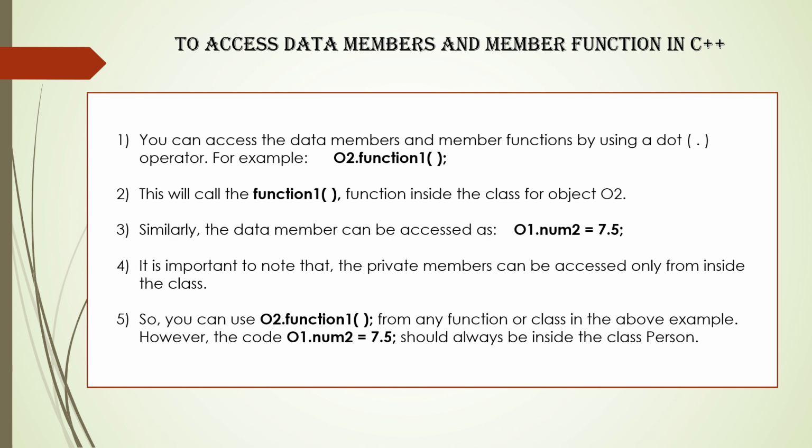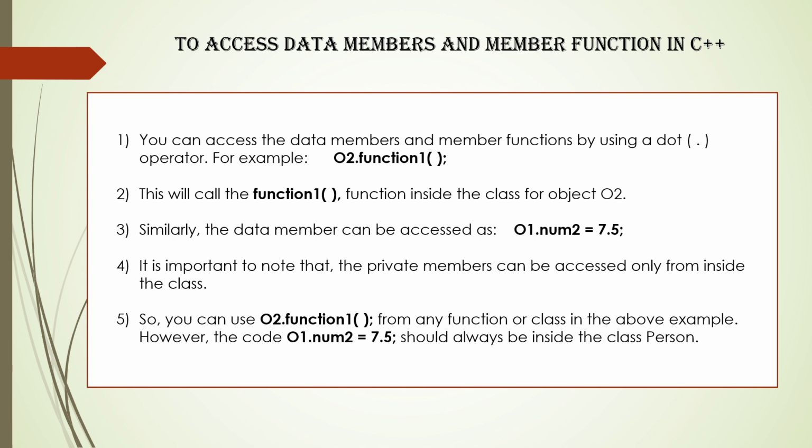O2 dot function1 will call function1 of the class. Similarly, O1 dot num2 equals 7.5. You can assign values to the data member like this. You can access the data members and member functions in this way. One thing to be noted here is that the private member cannot be accessed from outside the class. They can be accessed inside the class only.